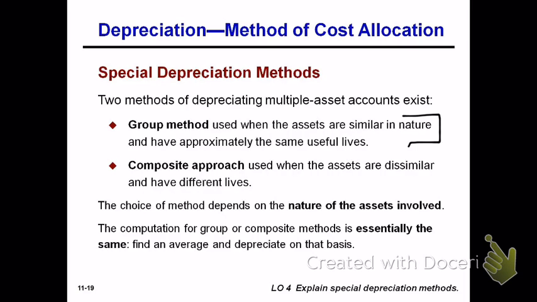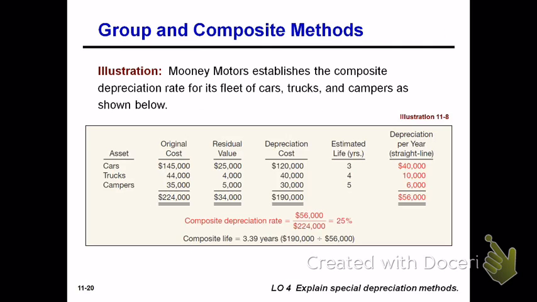So, for example, if you own an apartment complex, you will have multiple washers and dryers and refrigerators. And so you would group all the washers, all the dryers, all the refrigerators, all the dishwashers, because they have the same life generally. And you would then calculate one depreciation rate for the entire group.